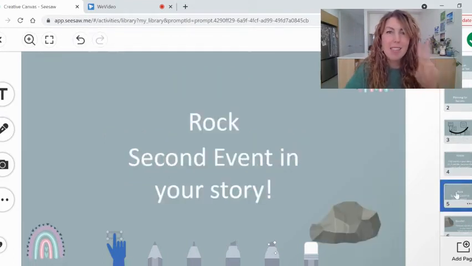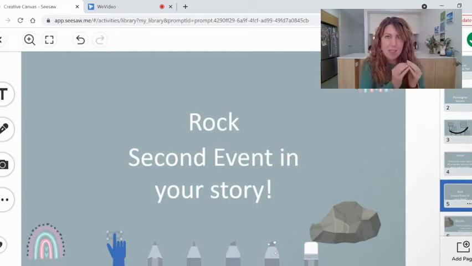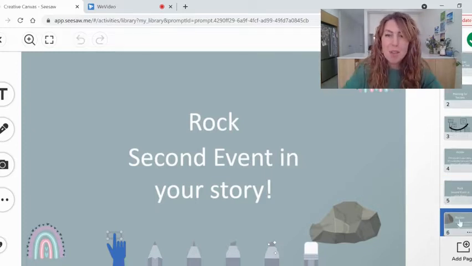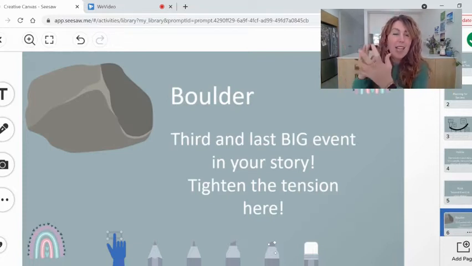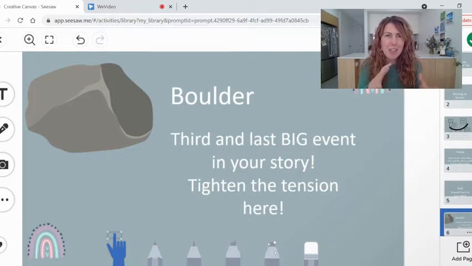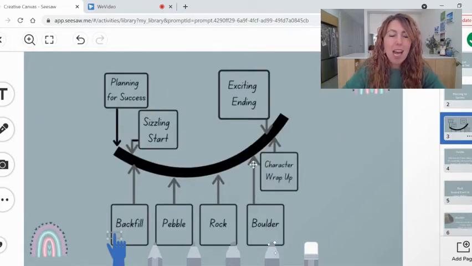The rock is the second event in your story, and you would know that a rock is slightly bigger than the pebble. So we have the first event is a small thing that happens. Then the second event is slightly bigger. Then the third event is the boulder, and that's the last big event in your story. That's when you're going to get to tighten the tension and everything gets really, really exciting, because after the boulder, if we look back at this little graph here, after the boulder, it's the exciting ending.